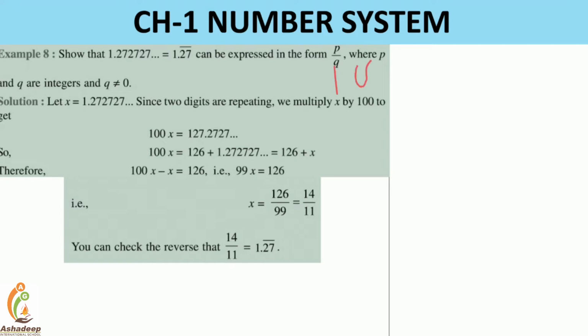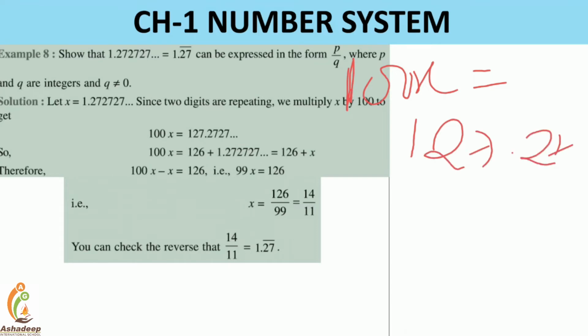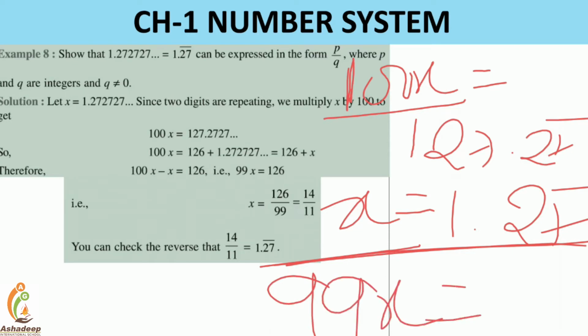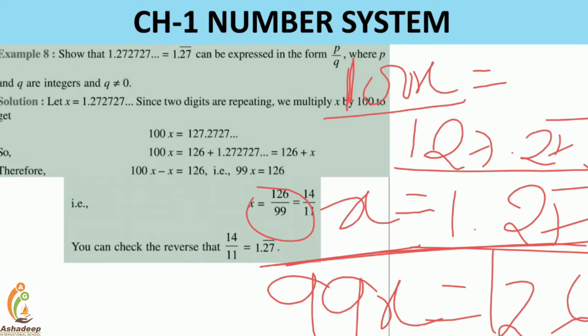So multiply it with 100, 100x is equal to 127.27 bar, and x is equal to 1.27 bar. Now subtract these two equations. So 100x minus x becomes 99x, which is equal to 127.27 minus 1.27, which is nothing but 126. So the answer is 126 by 99.